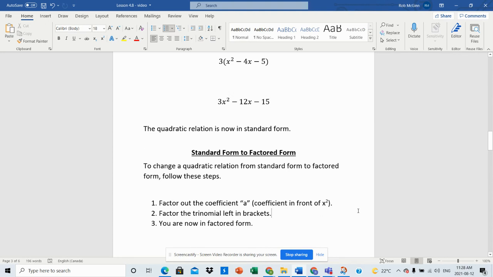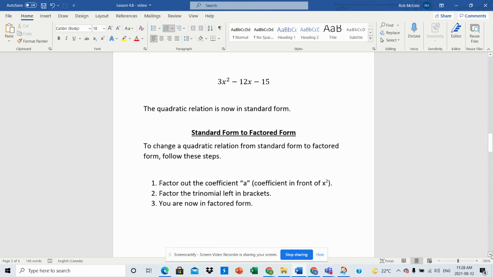Once we've done that, then we want to factor the trinomial that's left inside the brackets. Once we've factored it down to 2 binomials, or a binomial squared if that's the case, then we're in factored form. So let's see this in action.